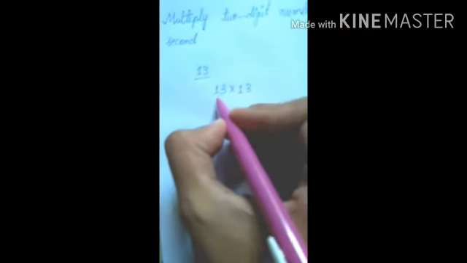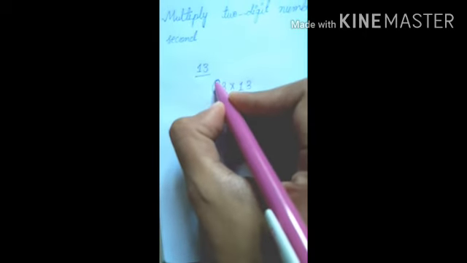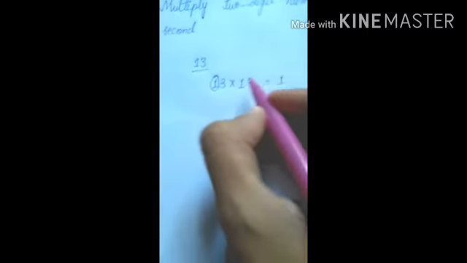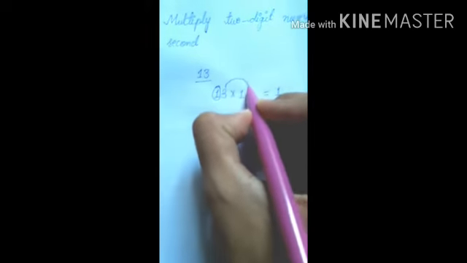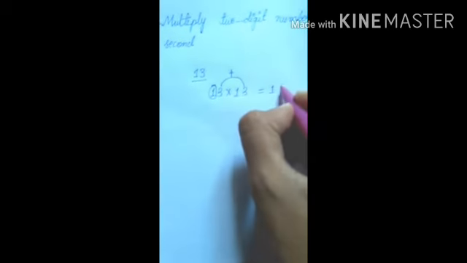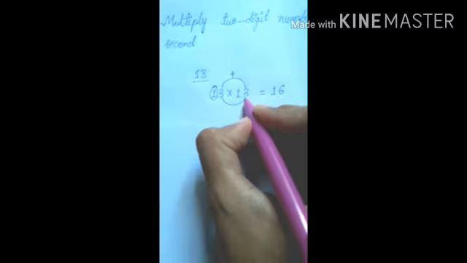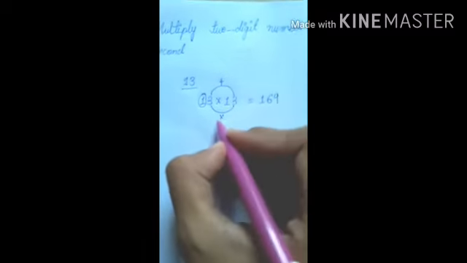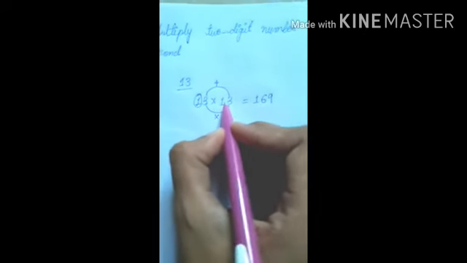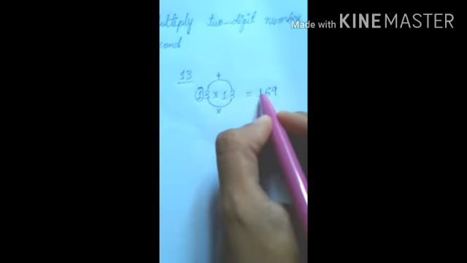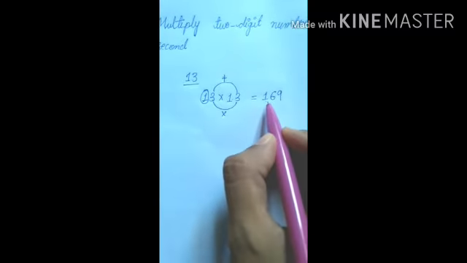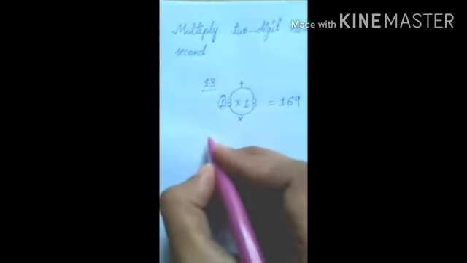First, what we have to do is write the first digit, which is 1. Then add the second digits, that is 3 plus 3, which is 6. Then multiply the second digits, that is 3 into 3, which is 9. So 13 into 13 equals 169. So it is a simple way we can multiply in seconds.